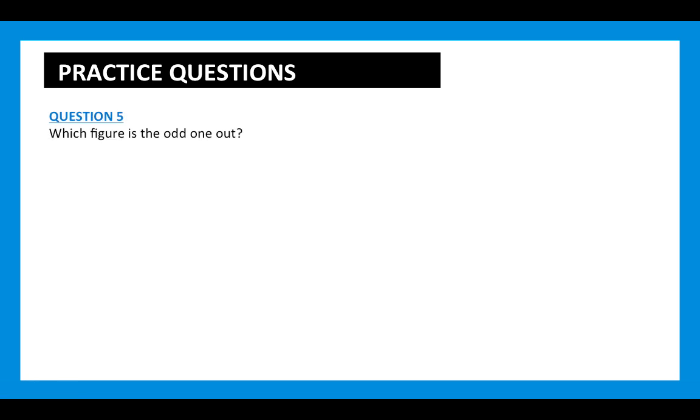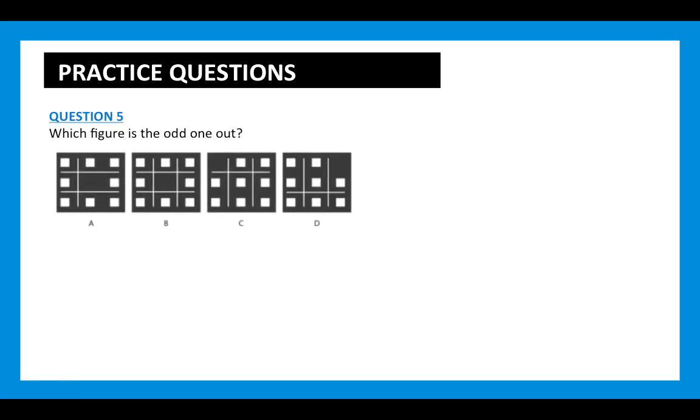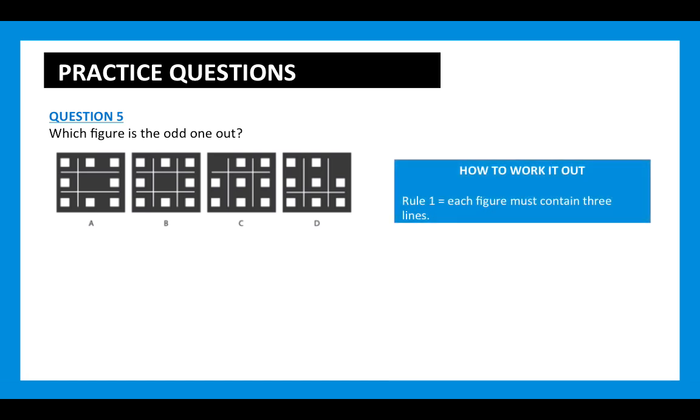Question 5: which figure is the odd one out? As you can see, each figure must contain 3 lines. Option A contains 3 lines. Option B contains 4 lines. Option C contains 3 lines. And option D contains 3 lines. So the odd one out is answer B, because the other ones contain only 3 lines.